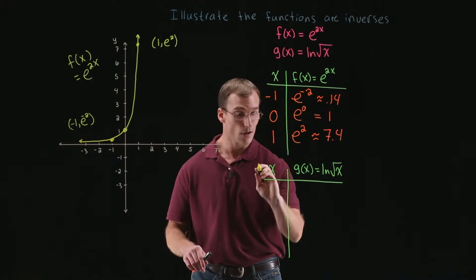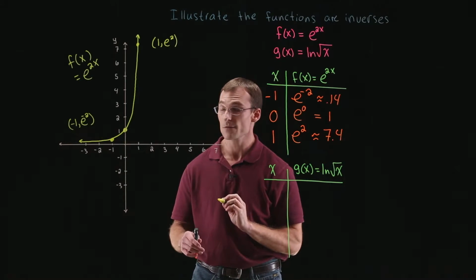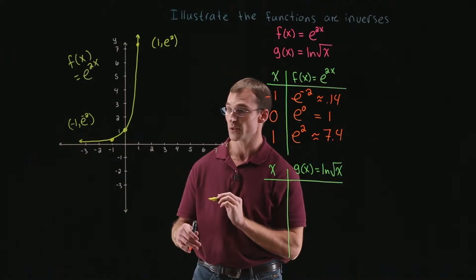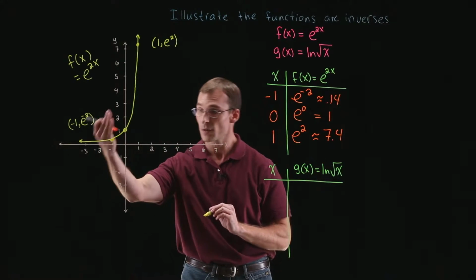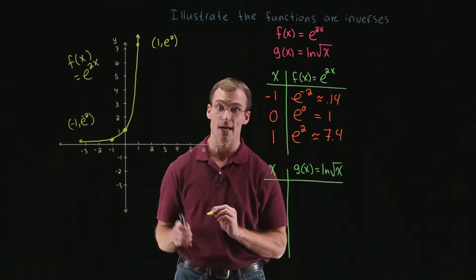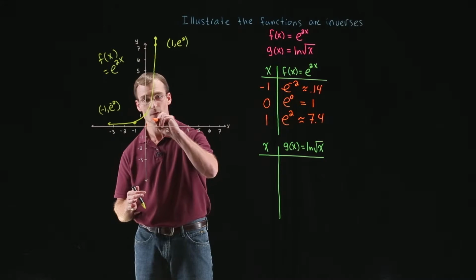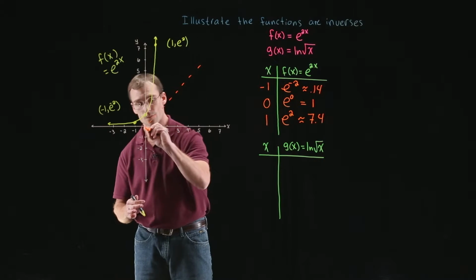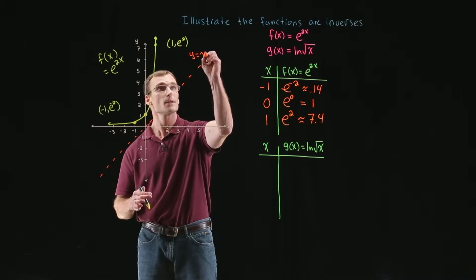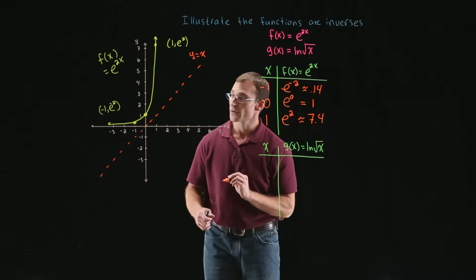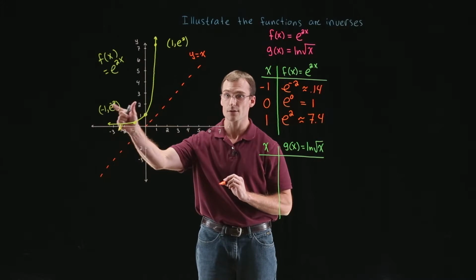Now we're going to sketch the graph of g of x equals natural log of the square root of x. And to illustrate that these two functions are inverses of each other, what we're going to hope to see is that the graph of g of x is essentially the same graph as f of x, but rotated around the line y equal to x. So we'll take a look at that. Let this be our line y equal to x. And so if the graph is the same, we're going to hope to see a switching in the coordinates of our points.